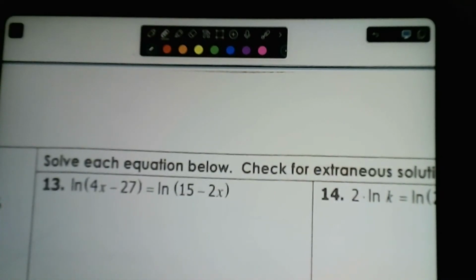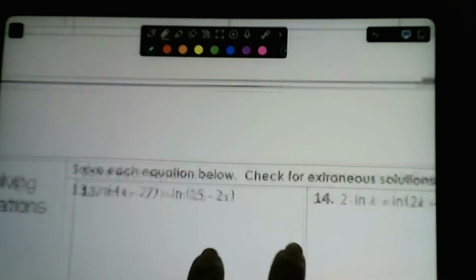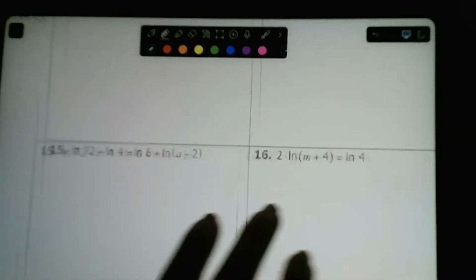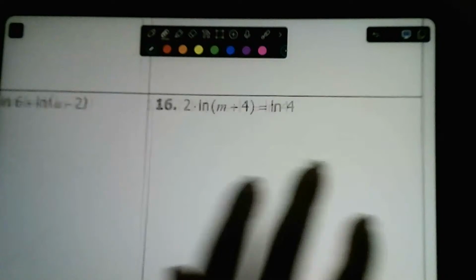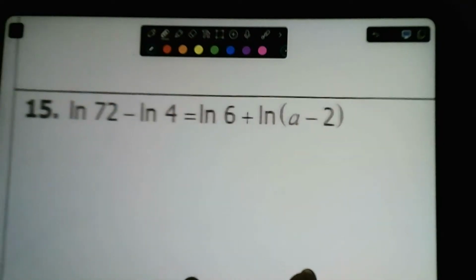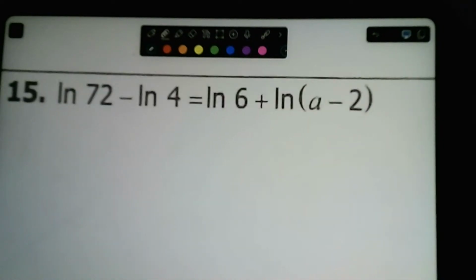Do you want to see any of these solved? Yes. All right. 16. You meant 15. Just kidding. Oh my goodness, yeah. I'm trying to get to the end of the year, guys.